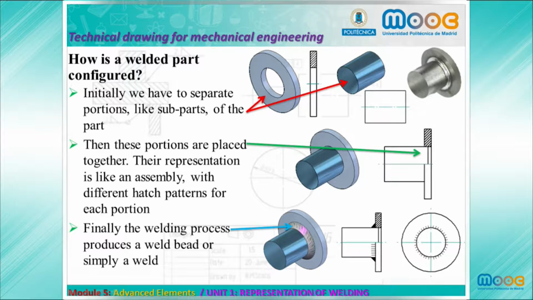How is a welded part configured? Initially, we have to separate portions, like subparts, of the original part, of the desired part. Then, these portions are placed together. The representation is like an assembly, with different hatch patterns for each portion of the part. Finally, the welding process produces a weld bead or simply weld.